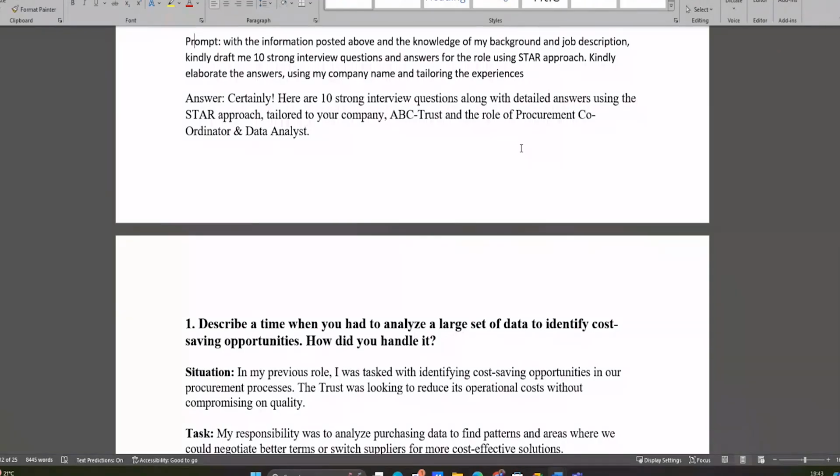Now, this is how you start. You can see the prompt. With the information posted above and the knowledge of my background and job description, kindly draft strong interview questions and answers for the role using the STAR approach. Kindly elaborate the answers using my company name and tailoring the experiences.